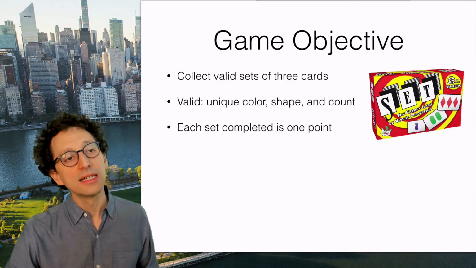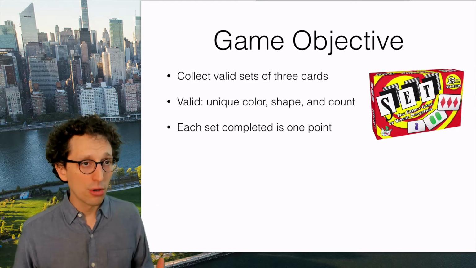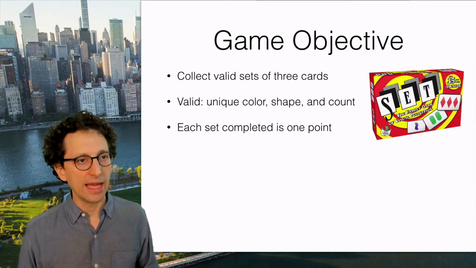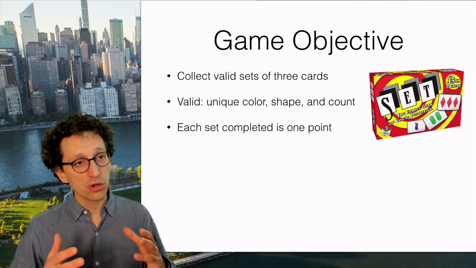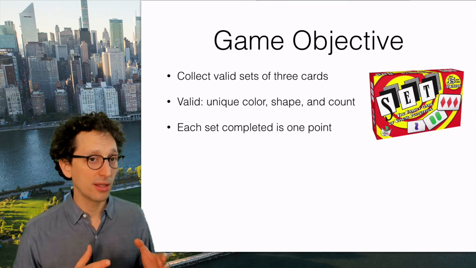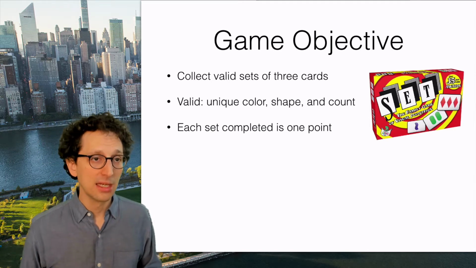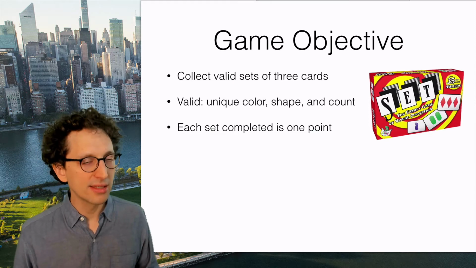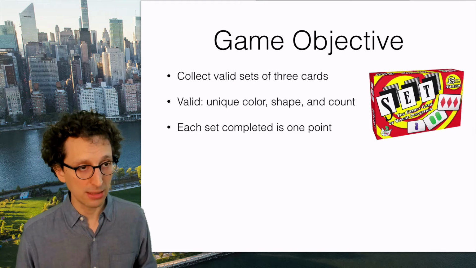The 2 players play a game that is very similar to the card game Set, if you're familiar with it. The goal is to collect valid sets of 3 cards, where a valid set is a set where each color is unique, each shape is unique, and each count is unique. So each color, shape, and count appears exactly once, and no more. Each set completed gives the 2 players together 1 point, and this already reflects the collaborative aspect of the game.